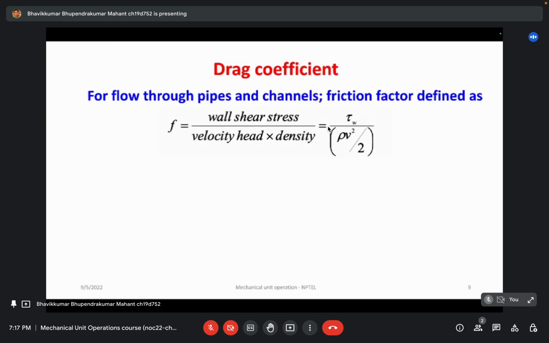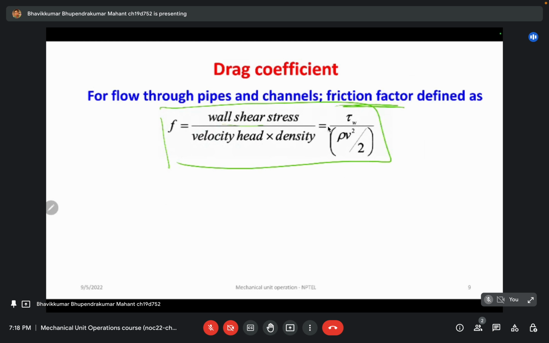So for flow through pipes and channels, we all know, maybe you may be aware of it, that in fluid mechanics we consider the friction factor. And the friction factor is defined as the wall shear stress divided by the product of velocity head and density.